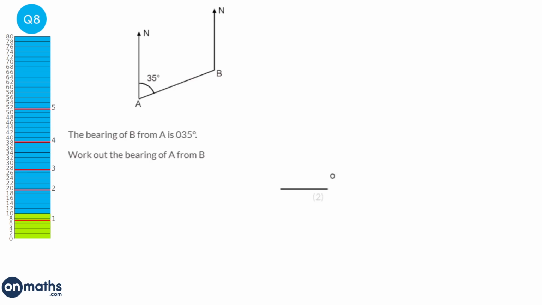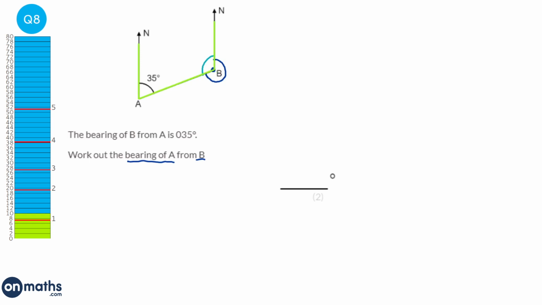The question asks us to find the bearing of A from B. That means we're at B and we're looking at the bearing of A. Bearings always start from north and go clockwise, so we're looking for this angle here. There are a few different ways of doing this. The way I'm going to do it is find this angle here. The 35 degrees we're given and this angle are co-interior or allied angles, because they make a beautiful C shape when they're connected, like so.